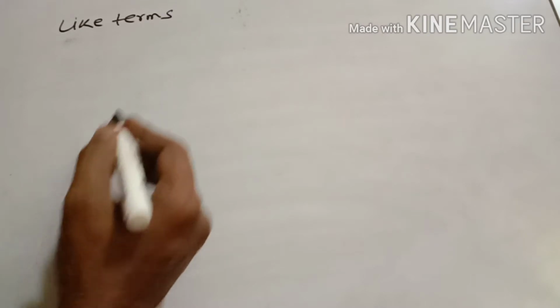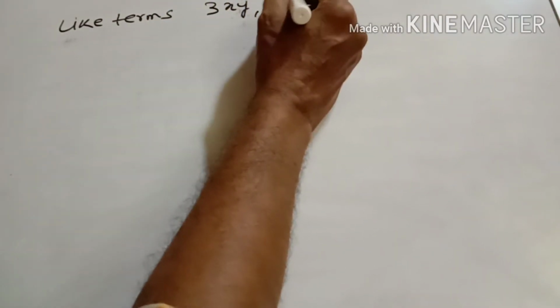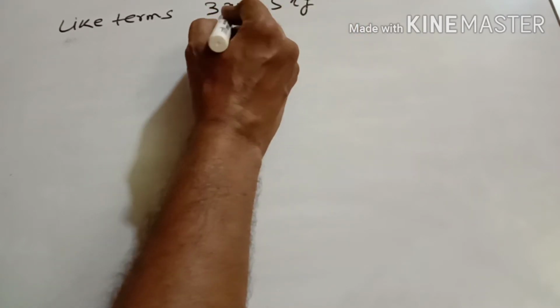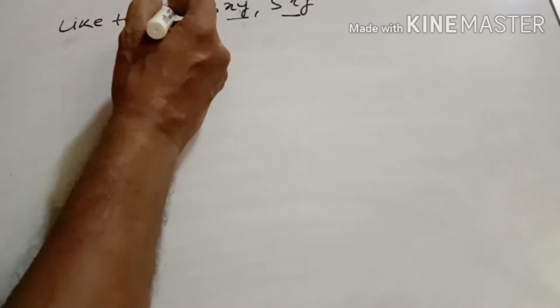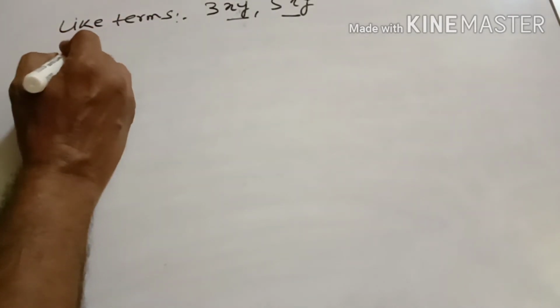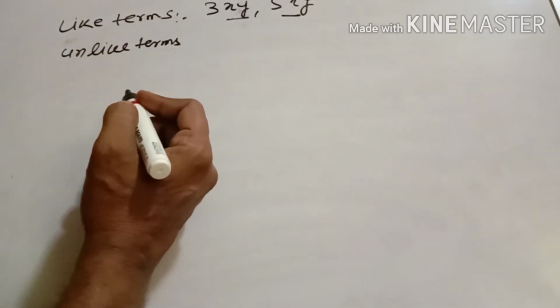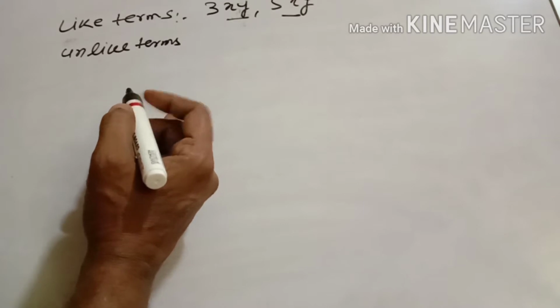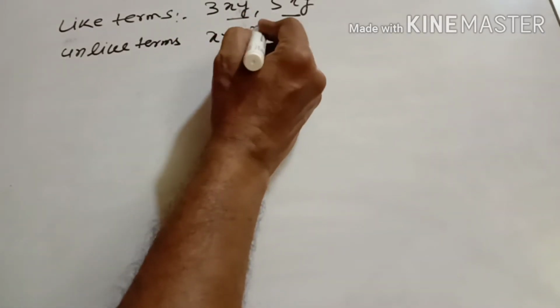Now like terms. Like terms means the terms having the same variables, such as 3xy, 5xy. Here the variable parts are the same, so having the same variable terms, these are known as like terms. Unlike terms are terms not having the same variables, such as xy, x square y.